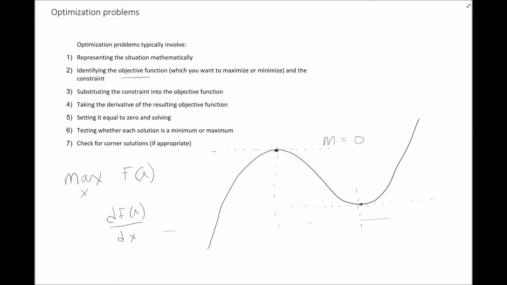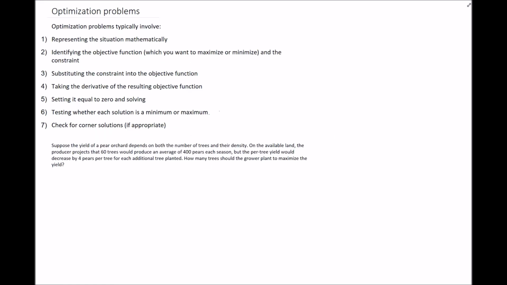The rest of this lecture will be 3 separate optimization problem examples. I strongly encourage you to look at the problems, take a stab at them yourself before hearing me work through the solution. All right, so consider the following situation.